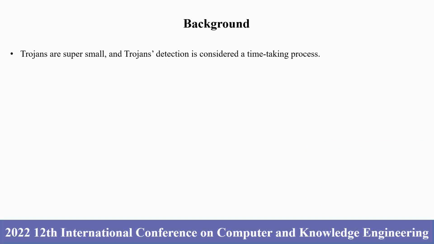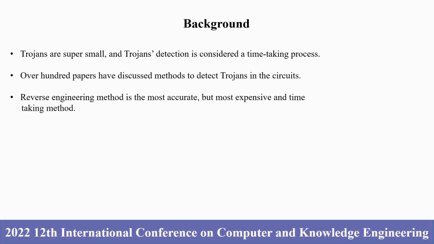So let's first take a look at some background. So hardware Trojans, as I told, are super small, and unfortunately, Trojan detection is considered a time-taking process. Many papers have discussed some methods to detect hardware Trojans in the circuits, and some of them are really successful, but unfortunately they have some drawbacks. The most successful method is reverse engineering, which is really accurate, but it's really expensive and time-taking because you need to tear down all of the circuits to use this method.